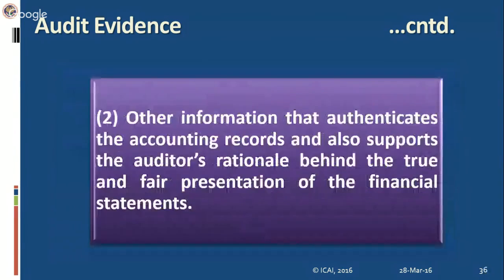And what accounting records include, I have already explained. Other information is that which authenticates the accounting records and also supports the evidence: vouchers basically, purchase bill, sales bill, external evidence, internal evidence. That is included in the other information that authenticates the accounting records. Authenticate means proves. That proves the accounting records and also supports the auditor's rationale behind the true and fair presentation of the financial statements. So this is all about audit evidence.